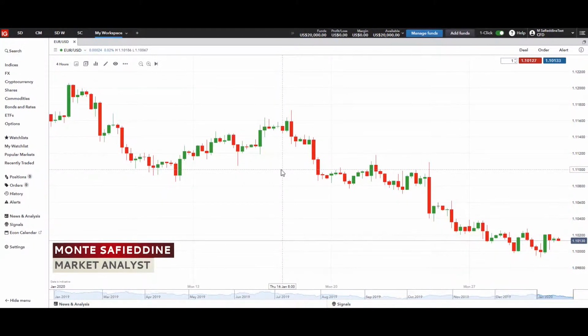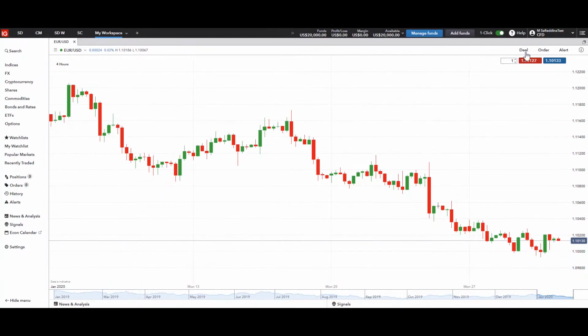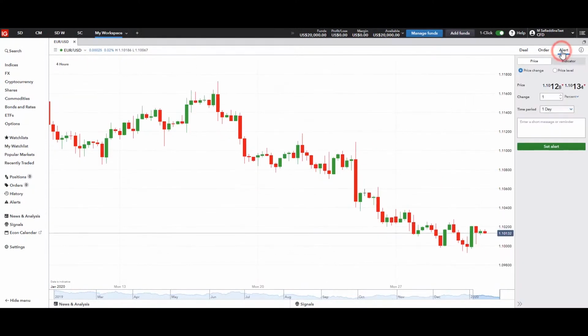This time around, as promised, we're going to be taking a look at the deal, order, and alert. Picking up where we left off last time, we're going to look not just at deal, order, and alert, but also at some items within the information section as well. So let's start with the simplest of them all. Let's start with the alert.